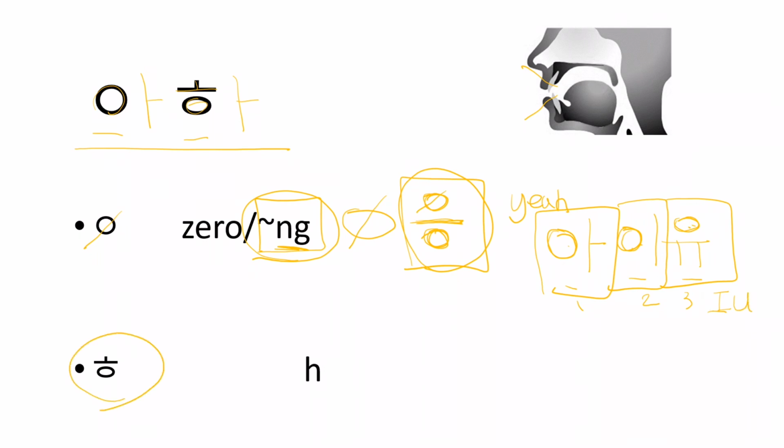Now let's go to our ha sound. What does the ha sound resemble? The zero, and you put a hat on it. You put a hat on it, and it becomes the h sound, ha sound. Hi, ha, e, ha, e, hi.